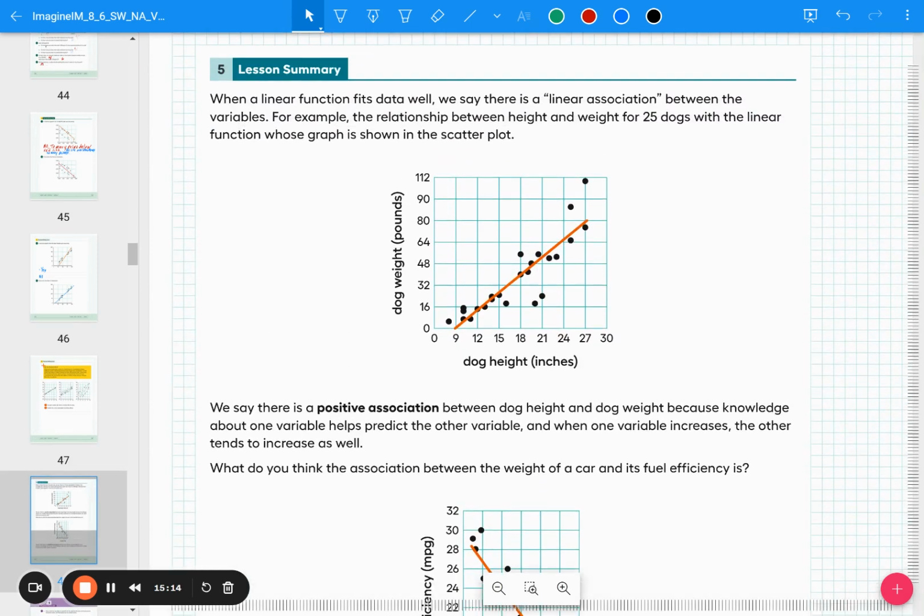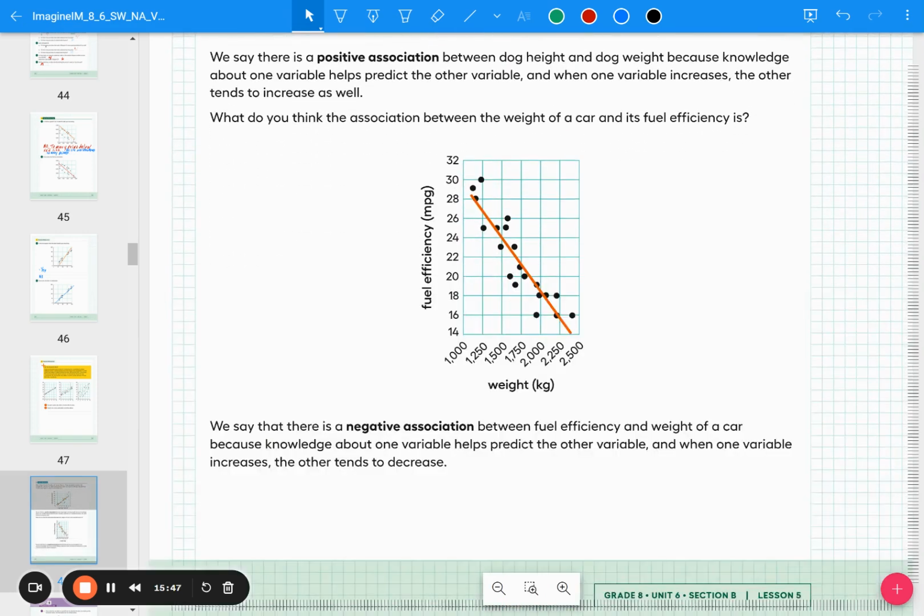When a linear function fits data well, we say there is a linear association between the variables. For example, a relationship between height and weight. The 25 dogs with the function whose graph is shown by this. We say this is a positive association because the slope of this line is positive, right? It's got a positive slope, positive association between dog's height and dog weight. Because knowledge about one variable helps predict the other variable, and when one variable increases, the other tends to increase as well. What do you think the association between the weight of a car and its fuel efficiency is?